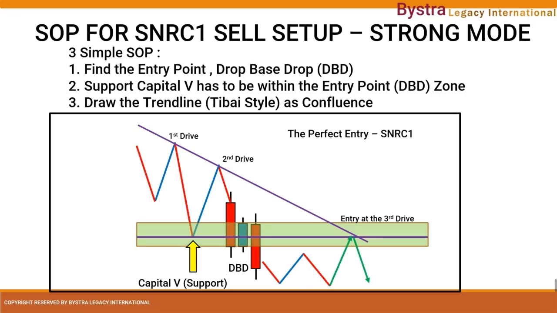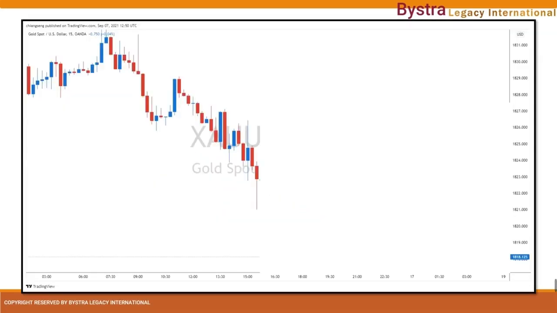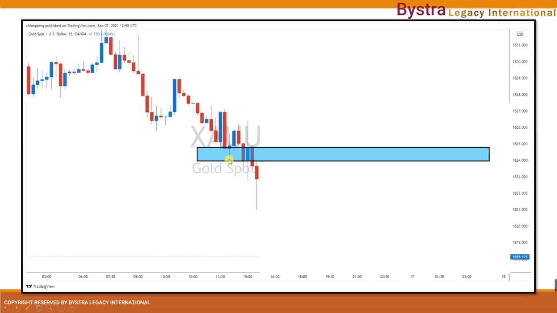Let's have a look at the MT4 chart example. Here again, I have the XAU USD. This is gold. Are you able to find the entry point, guys, with the capital letter V? First of all, what should we look for? The drop base drop. Okay, so here we go. We have the drop base and then drop. Next, we mark our capital letter V, which is the top here.